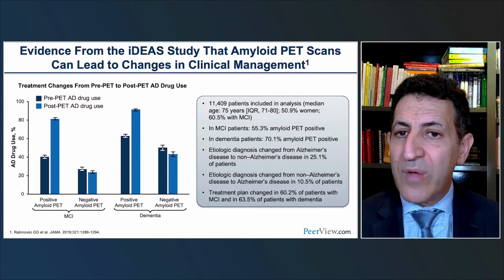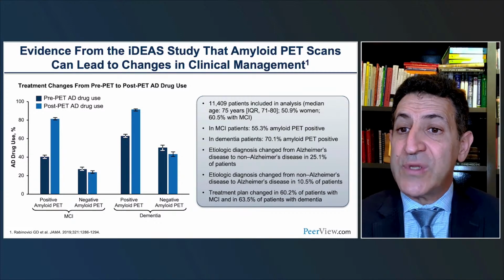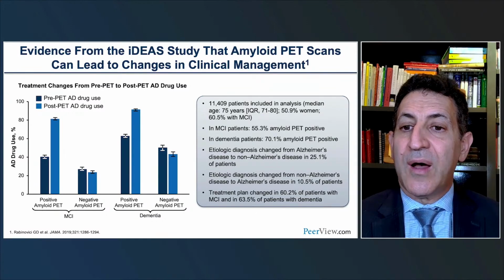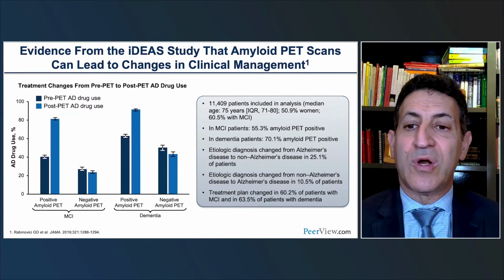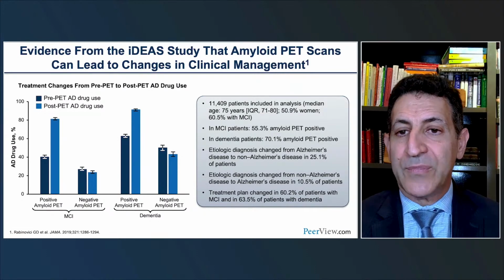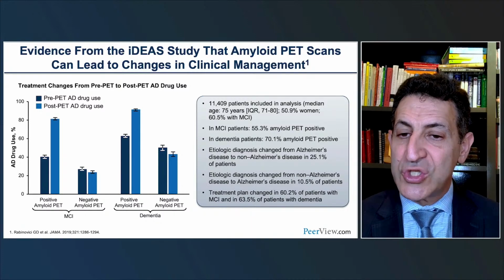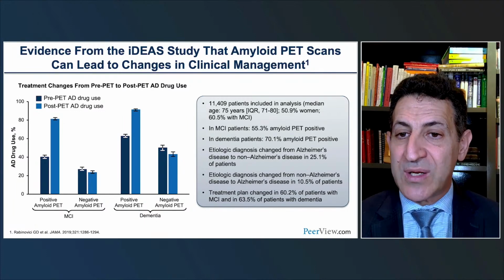He enrolled almost 12,000 people into this study, and the simple purpose was to find out, would having amyloid PET alter your treatment management? Would it alter what you say to your patient? Would it alter your diagnosis? Would it alter how you manage your patient? What you would prescribe? And the answer is decidedly yes. It showed that in patients with mild cognitive impairment, physicians changed their treatment plan 60% of the time, and with dementia, they changed their treatment plan 63% of the time.